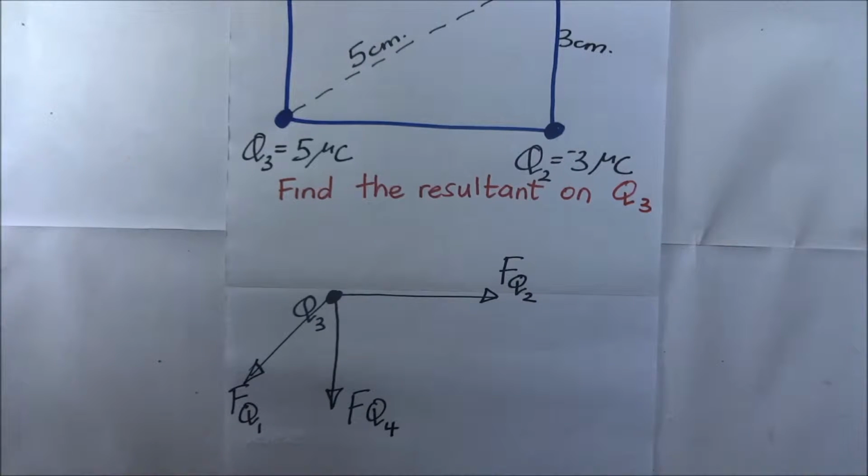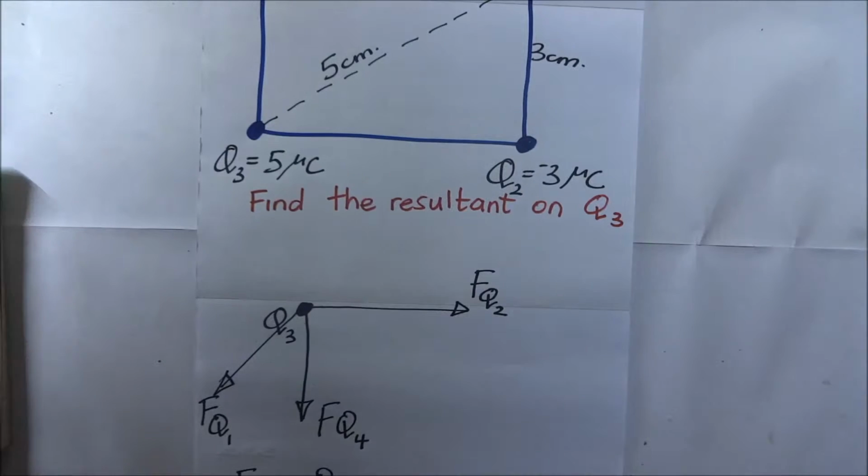So our task is very simple. We are going to find these forces FQ1, FQ4 and FQ2. After finding those forces using Coulomb's law of electrostatics, we shall find the resultant of these forces, and that will be the resultant force acting on charge Q3. We'll begin by finding the force due to Q1.